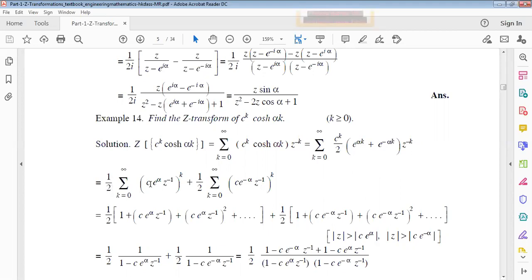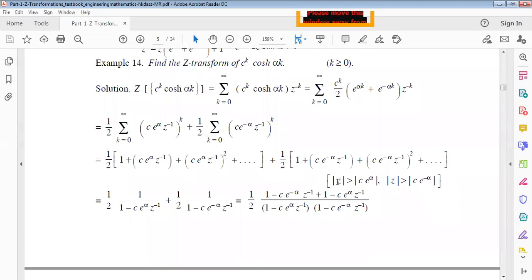So half into c multiplying with e to the power alpha k and z to the power minus k, we get altogether c into e to the power alpha z to the power minus 1. Then taking the power k as common from all terms of the first term, plus the second half, k equals 0 to infinity. Then for the second term, we can write c to the power k e to the power minus alpha k z to the power minus k like this. So after putting 0 to infinity values of k, we get the first series this, and this will be the second one.